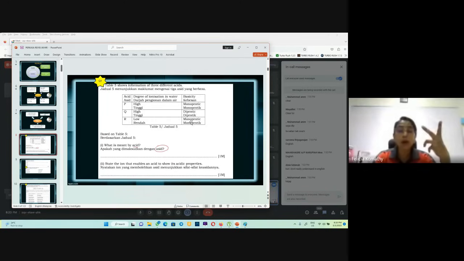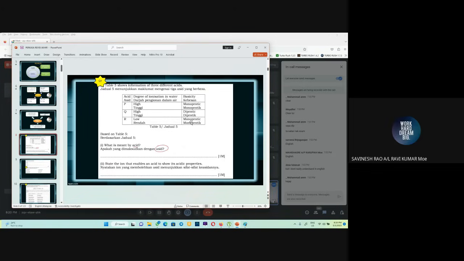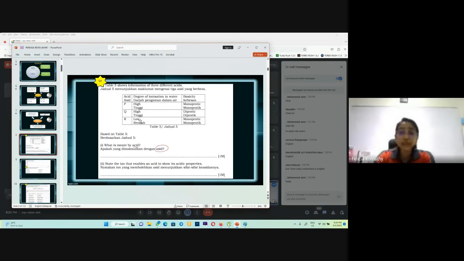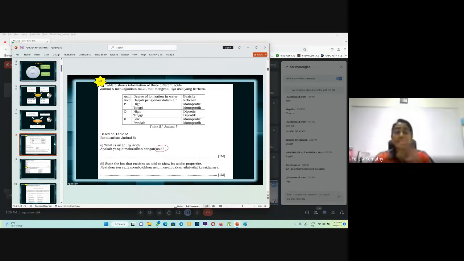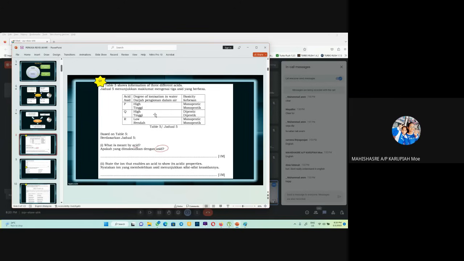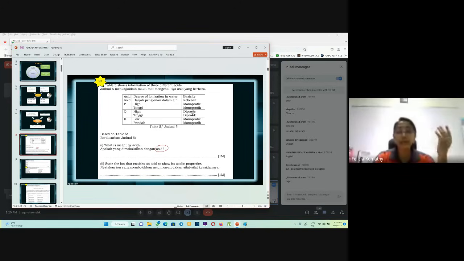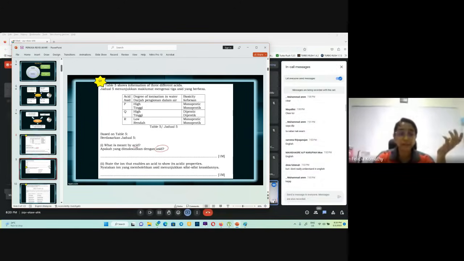Manakala dengan R, how about R? Can you suggest to me the name of acid for R now? Ethanoic acid. Yes. Why ethanoic acid? Because degree of ionization is low. When the degree of ionization is low, that means that should be weak acid. Remember that. Okay? Don't get confused. And how about Q? Sulfuric acid. Yeah. The keyword here is diprotic. Diprotic, definitely there's only one, sulfuric acid.